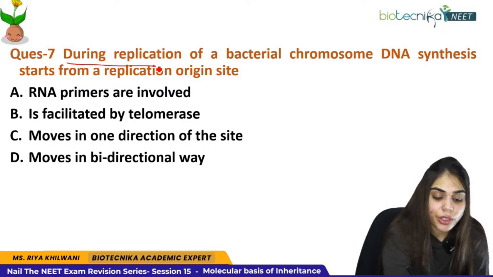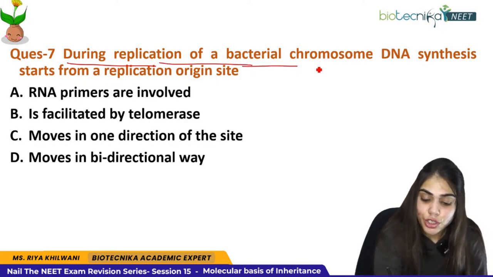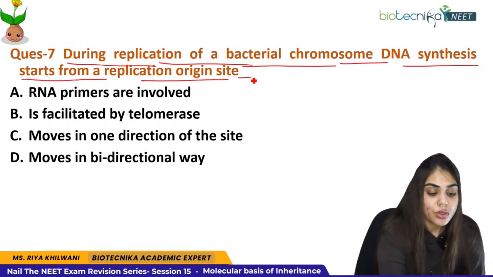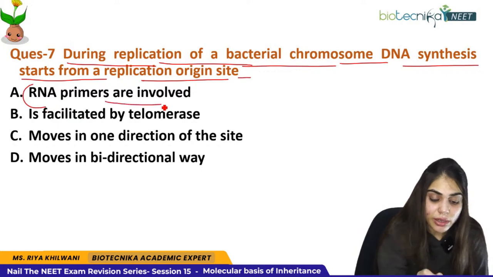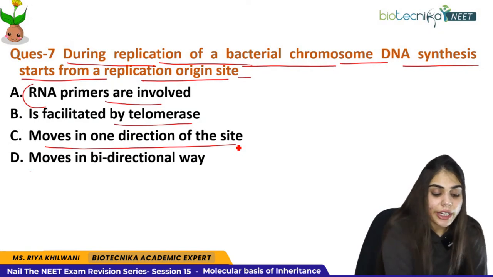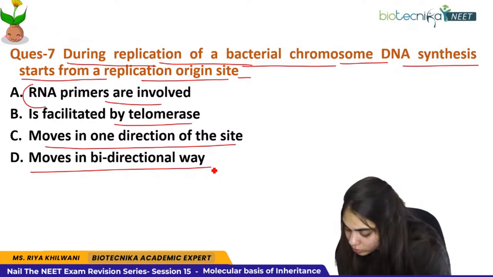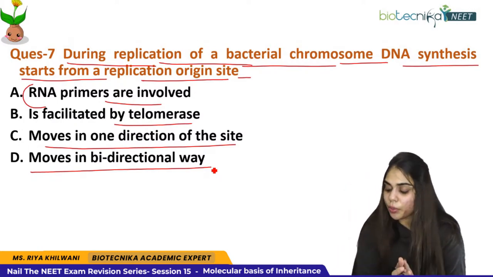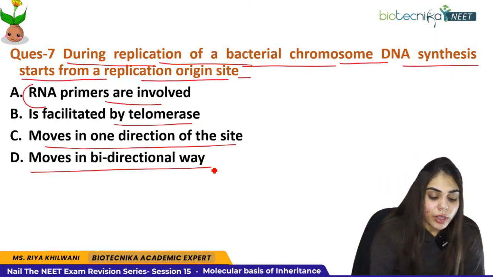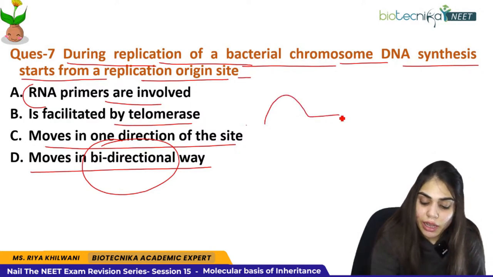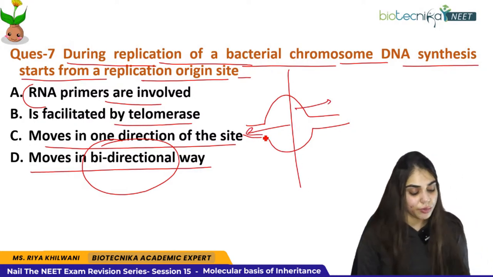So the next question on the screen is, during replication of a bacterial chromosome, DNA synthesis starts from a replication origin site. How do they start? RNA primers are involved for this. It is facilitated by telomerase. It moves in one direction of the site, or it moves in a bidirectional way. Okay, Rishu, no problem. It will always move in a bidirectional way, because you all know that prokaryotes have only one origin of replication, and that too proceeds bidirectionally.